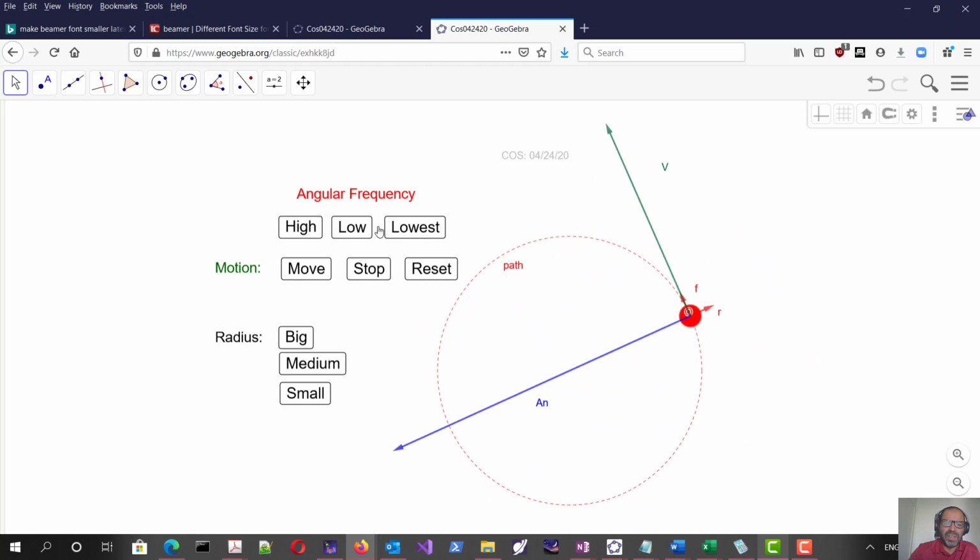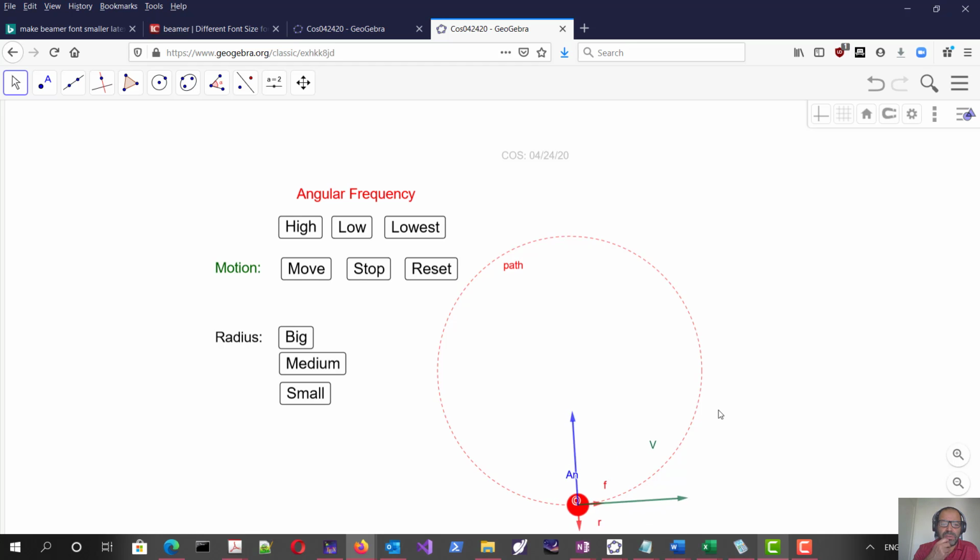In all of the cases, the acceleration is always pointing toward the center of the rotation. That is what we call the centripetal acceleration. Sometimes it's called the normal acceleration because it's perpendicular to the path of the particle as it's moving around its center. So that's basically a visual to help us understand this concept of centripetal acceleration, which is pointing toward the center.